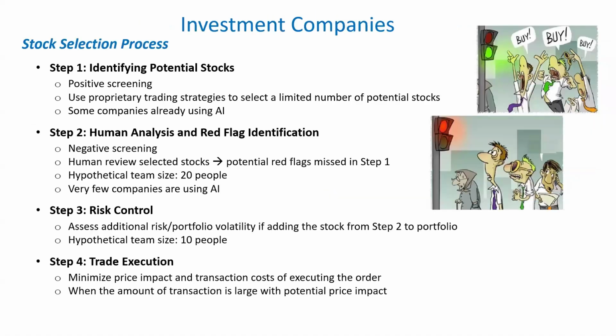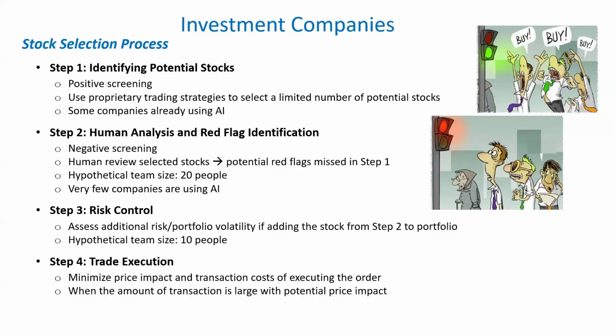And I want to give you guys a typical example of how middle-sized investment companies are doing AI right now. These are the 4 steps a middle-sized investment company follows. Step 1 is they pick stocks. We call it positive screening. Many of them are already using AI to pick stocks. Step 2 is negative screening. What it means is, once the stock is picked, they want to do the analysis to make sure this is a good stock they should invest in. So it's called negative screening.